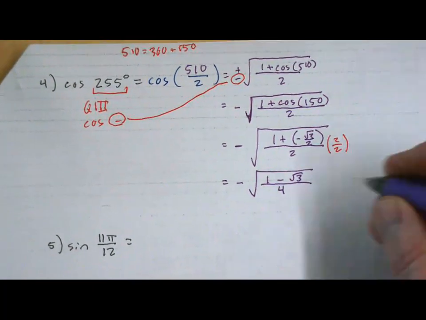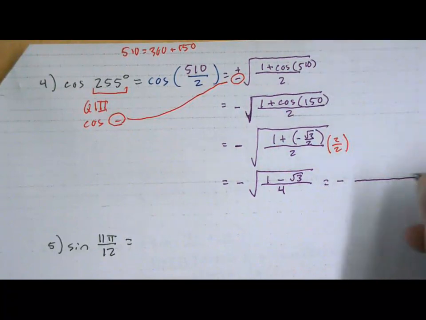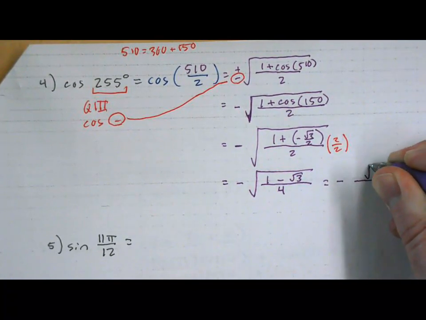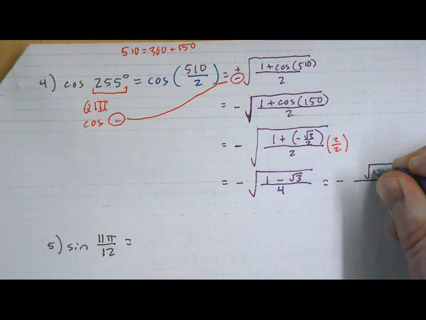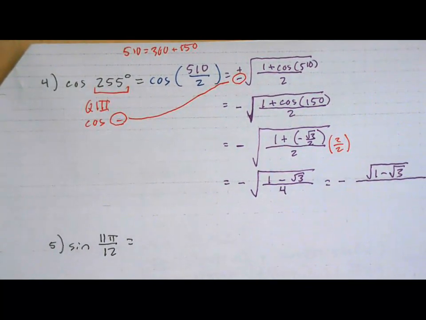So my final answer is still going to be negative. This time I'm only going to have a square root in the top, and I'm going to exaggerate that fraction bar so that whoever's reading this knows that that square root is only in the top.